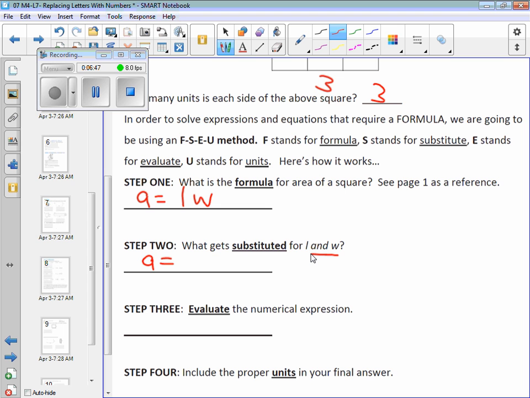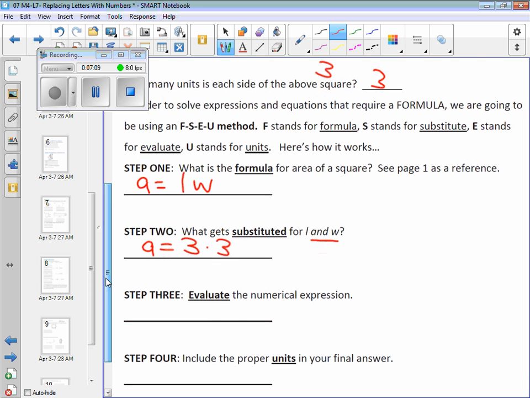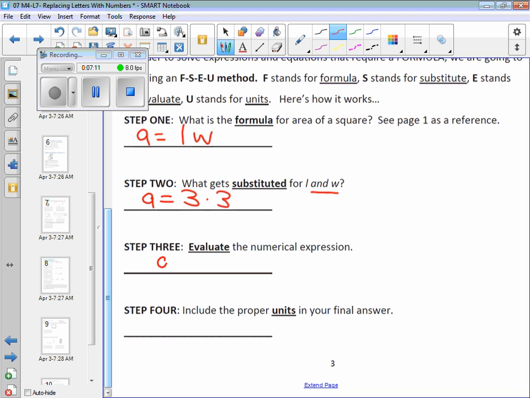What's the measurement for L? What did I say, length before? All right, it doesn't matter what order. What's the other side? You have to show the substitution before you do the 9. Now we evaluate. A equals 9.